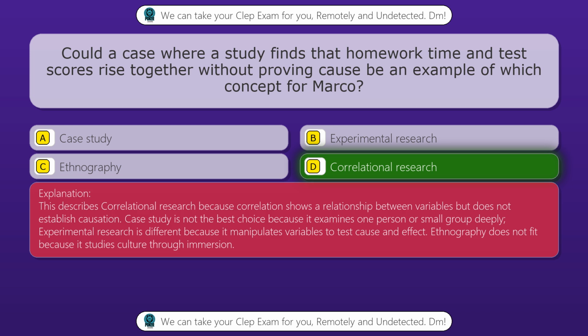This describes correlational research because correlation shows a relationship between variables but does not establish causation. Case study is not the best choice because it examines one person or small group deeply. Experimental research is different because it manipulates variables to test cause and effect. Ethnography does not fit because it studies culture through immersion.